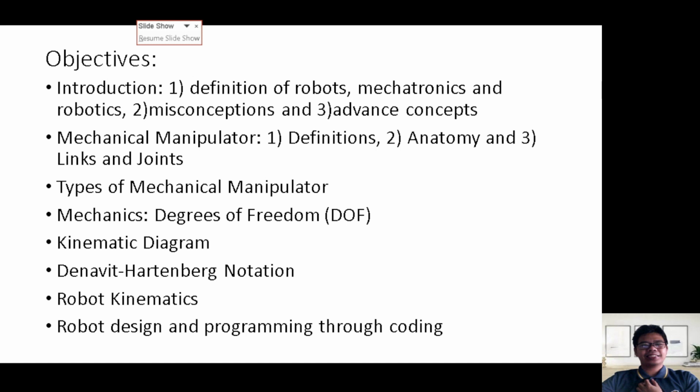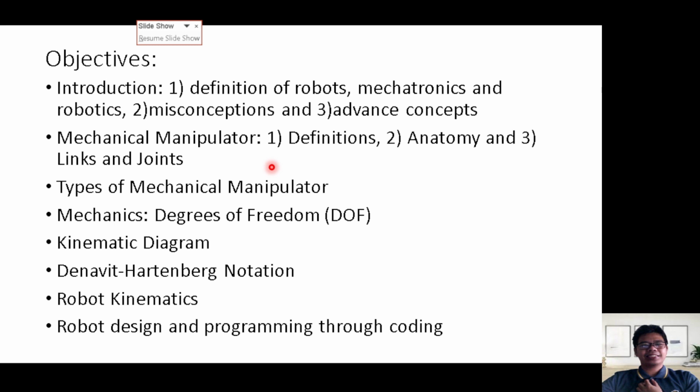Our course has a clear roadmap in mind. These objectives will guide us as we explore the fascinating realm of robotics. First is the introduction. We will begin by understanding the foundational concepts. I'll walk you through the definitions of robots, mechatronics, and robotics. We'll address some common misconceptions that often cloud the understanding of robotics. Clearing up these misunderstandings will pave the way for a more accurate comprehension.